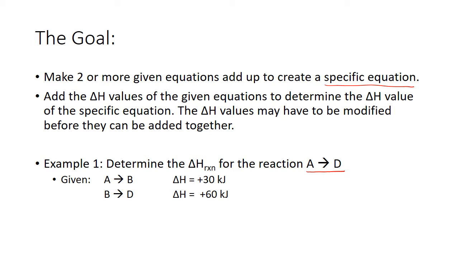This one's pretty straightforward because if we just add up the equations, we've got B on each side. It's kind of like algebra, where you have X on each side of the equal sign. Those will cancel, and we are left with A to D. That means we can just add these values up. 30 plus 60 gives us 90 kilojoules. Now let's start manipulating some reactions.